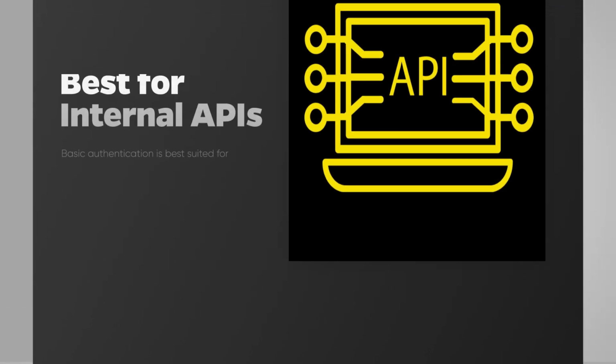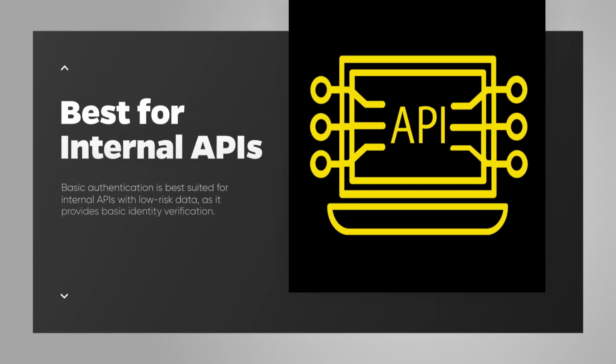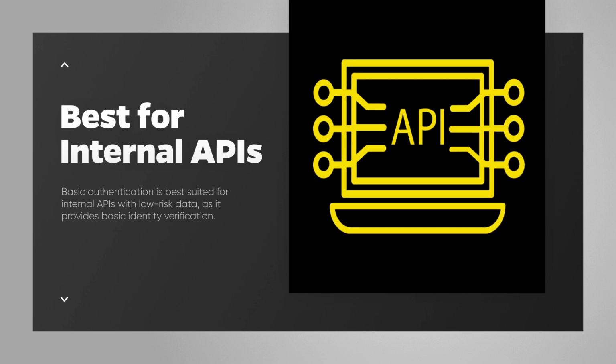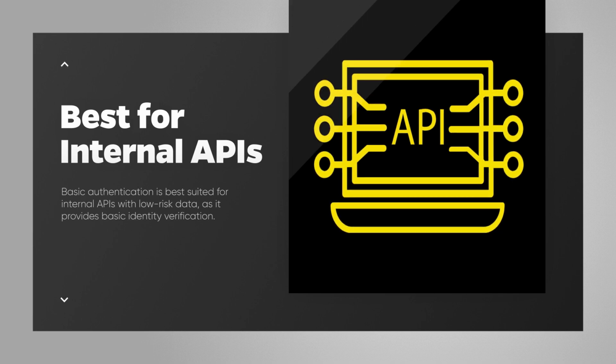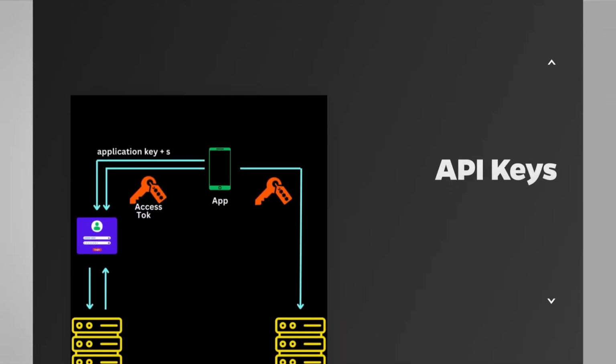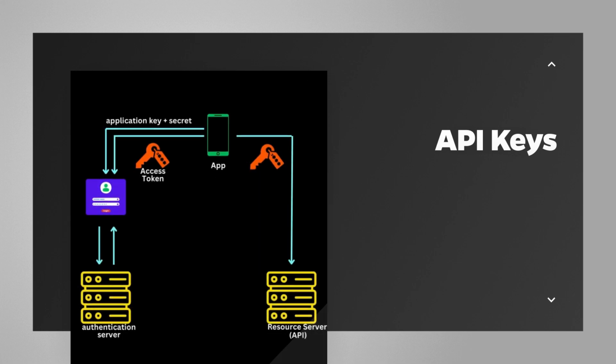Basic authentication is best suited for internal APIs with low-risk data, as it provides basic identity verification and is suitable for scenarios where security requirements are less stringent. For external-facing APIs handling sensitive information, more robust authentication mechanisms should be considered. As Basic Auth does not offer robust security, we will look at using API keys for authentication.